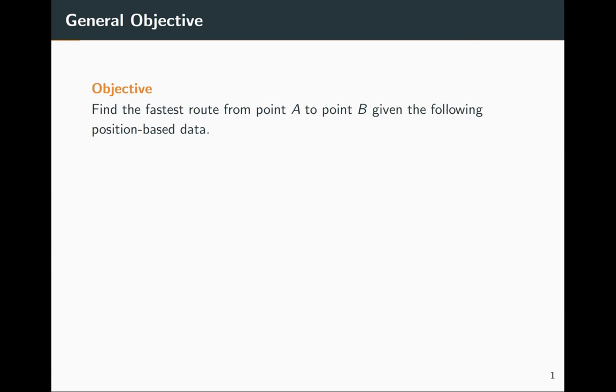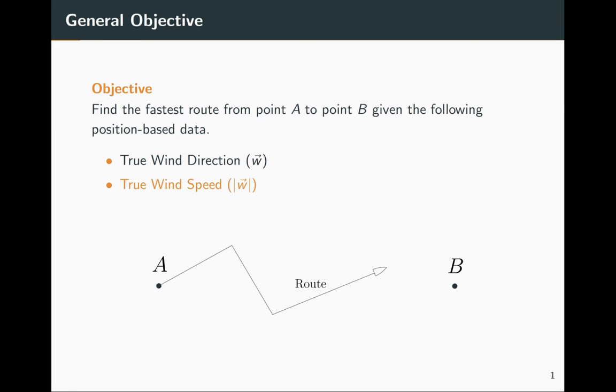Let's get started. So the general objective of my project was to make an algorithm, make a program that could find the fastest route from point A to point B given the following position-based data. And the first is true wind direction, which is the direction the wind is blowing, pretty simple. True wind speed, so that's the strength of the wind, and then current. And this is the direction of the current and the magnitude of the velocity, the speed.